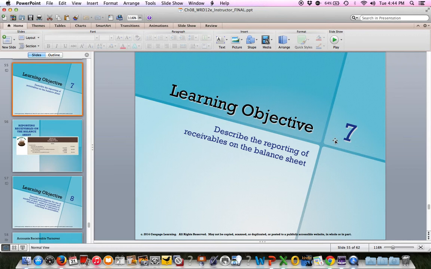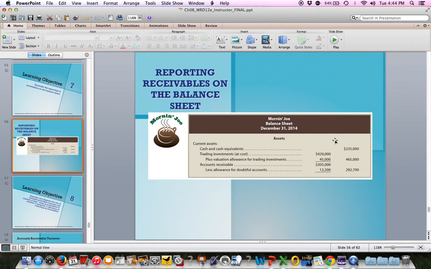So the final thing then is, or not quite the final thing, one more thing before the final thing, is simply to record receivables on the balance sheet. We've got our company here called Morning Joe. We've got just a small slice of their current asset section of their balance sheet. And we start out with cash and cash equivalents. And then we have with that trading investments at cost.